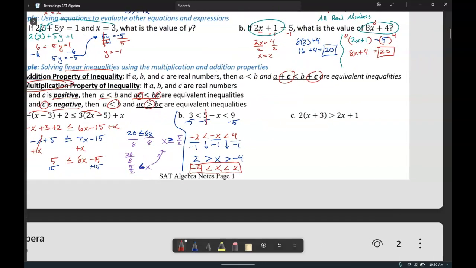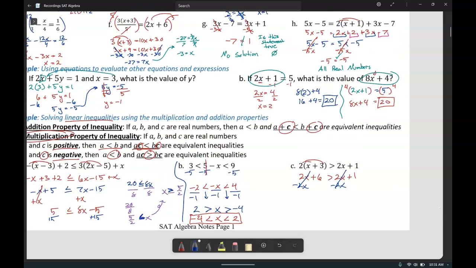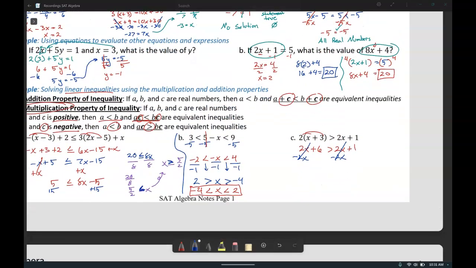And our last one, we'll do the same thing. We'll apply our distributive property in order to solve. 2x plus 6 is greater than 2x plus 1. Let's use our subtraction property. We subtract, and we end up with a similar situation as we did up earlier here, that now we're left with no variables and an expression.